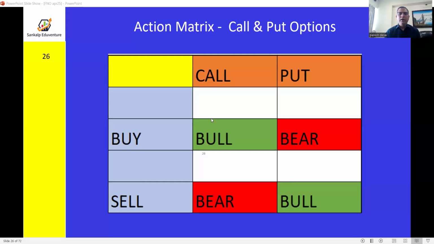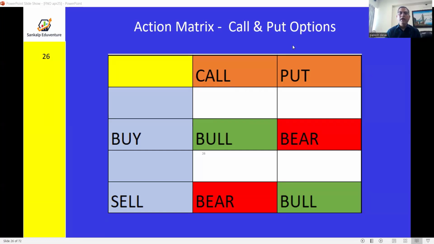Now, let us come back to this matrix one more time. As I said, if you're buying a call instrument, you are a bull. For example, when the price of Reliance broke out of 1500, you are a bull. You are expecting that the price will go up. So you will buy a call. Exactly opposite if it happens, then you will buy a put. If you're expecting that the Reliance price will go down, then you would have bought a put.